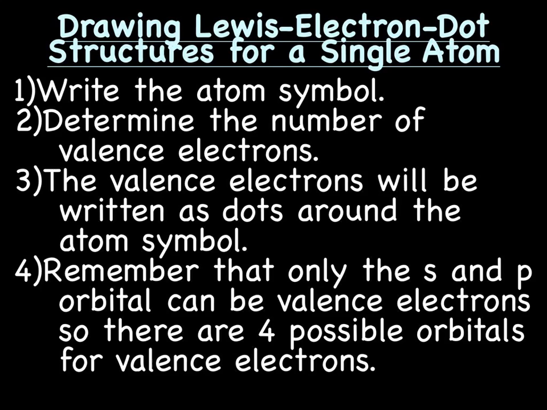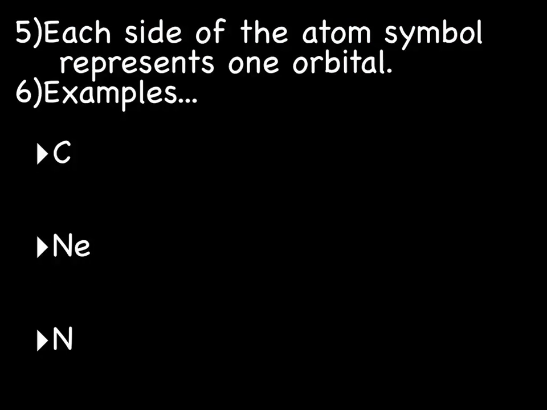And remember that it's only the s and p orbitals that can be valence electrons. So there are 4 possible orbitals for valence electrons, right? You've got the orbital in the s and then the 3 orbitals in the p. So you have a total of 4 possible orbitals, which means the maximum number of valence electrons is 8. And when you're drawing Lewis-Dot structures, you want to think of each side of the atom symbol as representing 1 orbital. Okay, so before we go through the examples, let me draw a little picture for you.